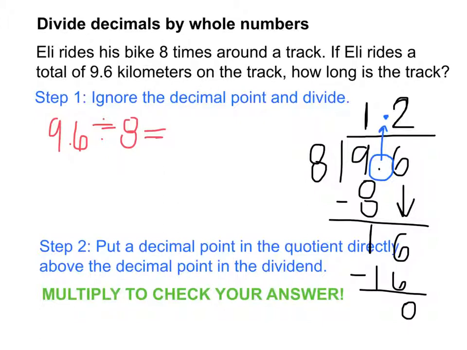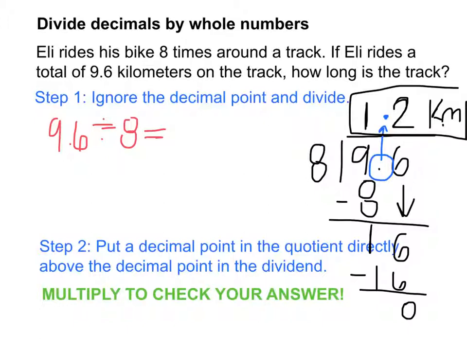1.2 kilometers. KM is the abbreviation for kilometers. Now, do you see why it's important to make sure you line up your place values exactly when you're dividing? Because you need to put the decimal point directly above where it is. Okay? Now, we are not finished because it reminds us that we need to multiply to check our answers.